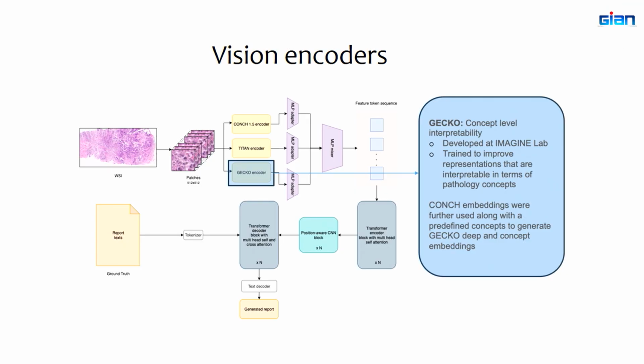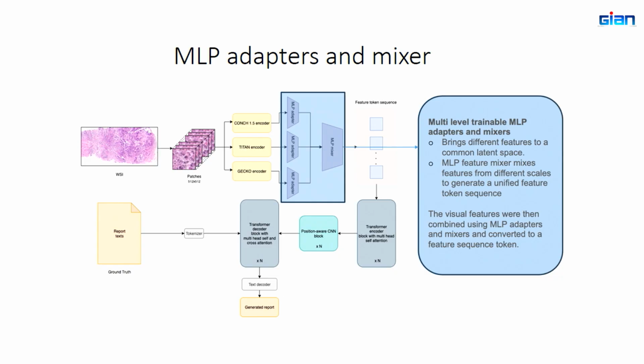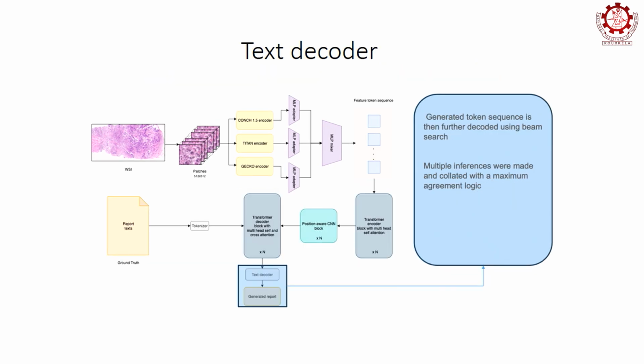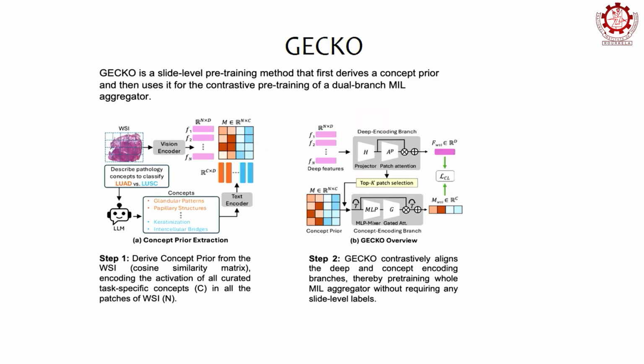So you have these different representations, and then you provide them to an MLP adapter and mixer. It basically comes up with a consolidation. It combines these different representations coming from these different models. After that, there's an encoder-decoder framework, which was inspired by another work called MIGen. And then we use that to predict, or generate, the text. So Gecko, I don't need to introduce that further. This is how it works. I had shown that to you earlier.